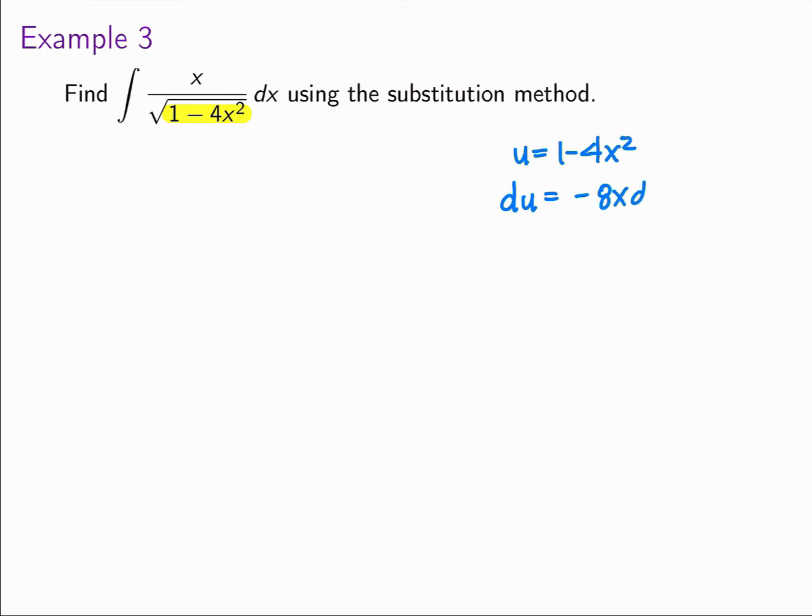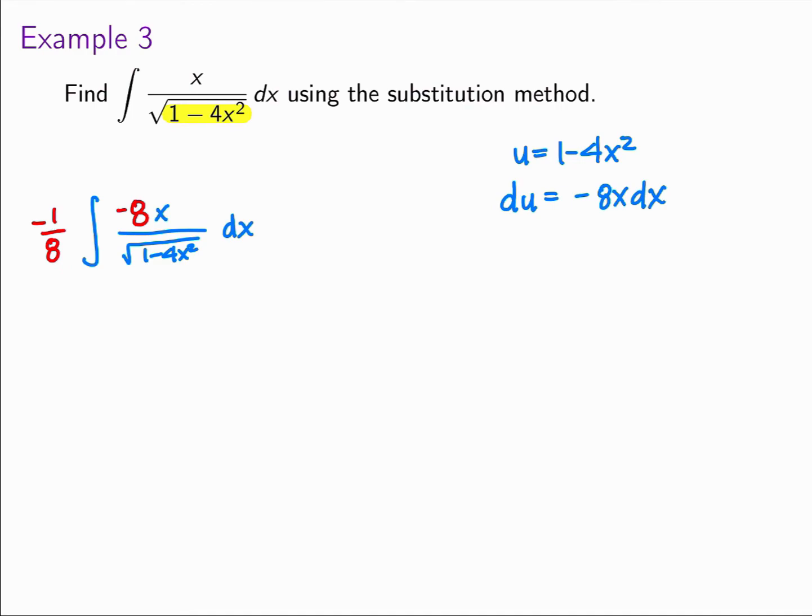And du, now du means take the derivative of the u you just chose. That's going to be negative 8x dx. And I look back to my function that I'm taking the integral of, and I don't have a negative 8x dx, but I do have x dx, which means I'm only off by a constant, which means I can use my little constant trick to make this work out. So I'm going to rewrite my integral, x over square root of 1 minus 4x squared dx. And how do I need to fix it up? I really need a negative 8x dx to get du in there, which means I'll multiply by a negative 1/8 on the outside to fix that up.